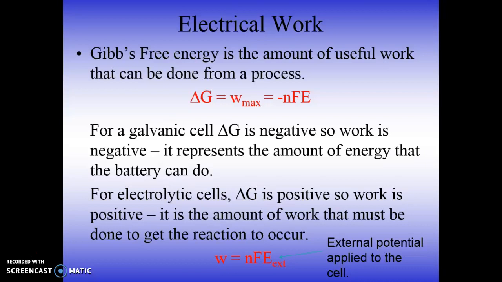All right, so Gibbs free energy is the amount of useful work that can be done from a process. But remember that Gibbs free energy is also equal to negative nFE. So we can figure out the maximum amount of work possible based upon this idea. So for a galvanic cell, the delta G is negative. So the battery is generating energy that we can use. In an electrolytic cell, delta G is the amount of energy that we have to put into something to get it to work. So it's the external potential that's going to be applied to the cell.